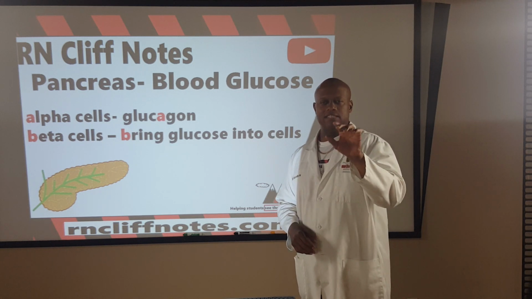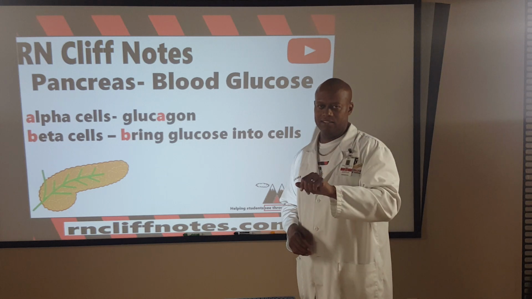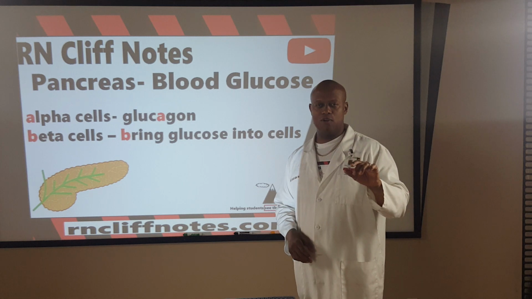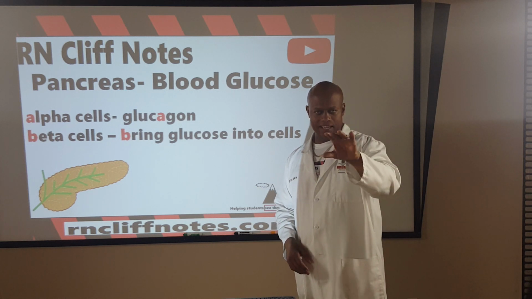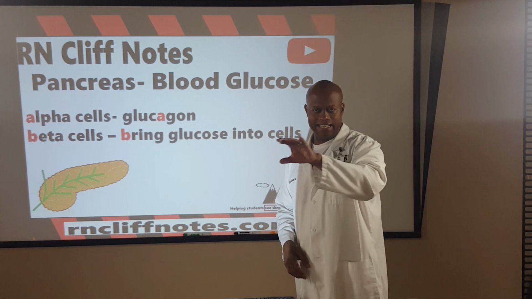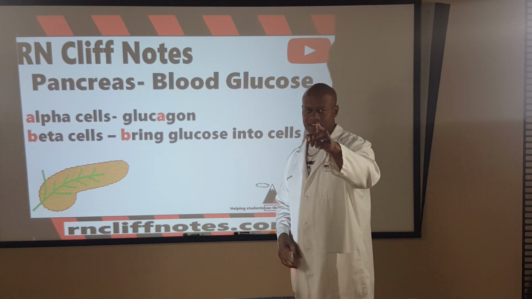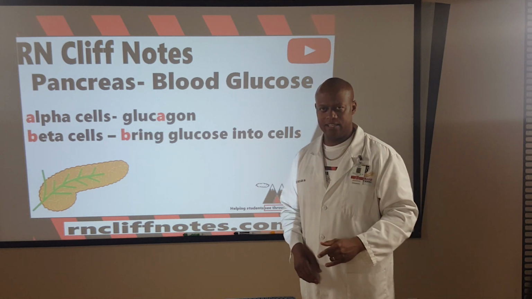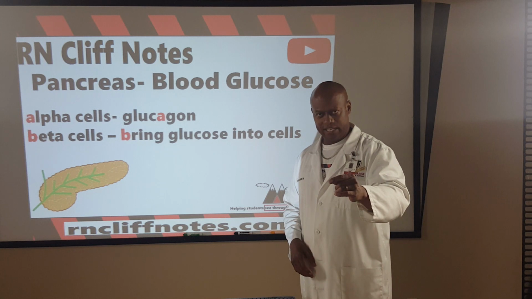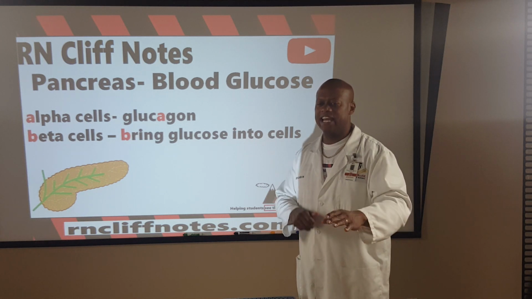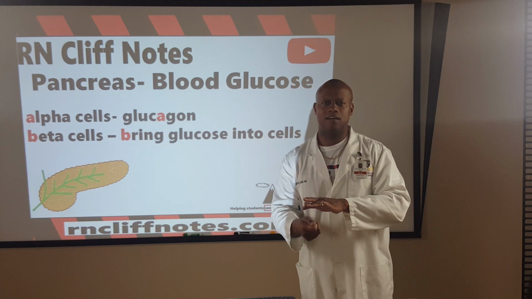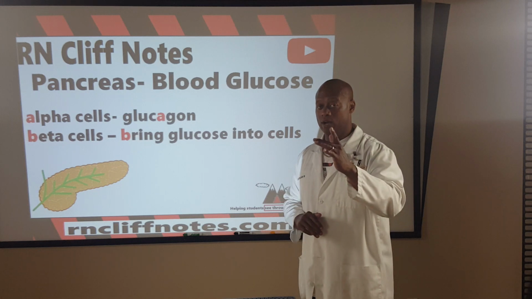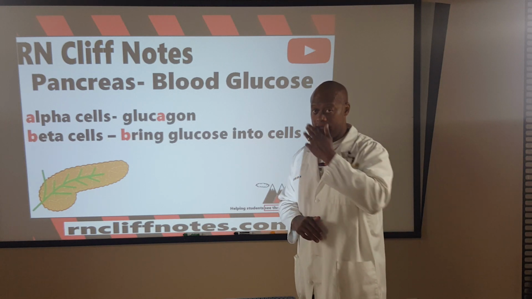Dash, cell, C-E-L-L, dash, the word in again, I-N. So you should have written or typed in, cell, in, insulin. This is the way we break it down in Cliff Notes style. Insulin. That medication, insulin, that's exactly what it does. Insulin acts like a key, and it opens cells up and allows things to be transported into the cell. Things like what? Glucose. Okay?